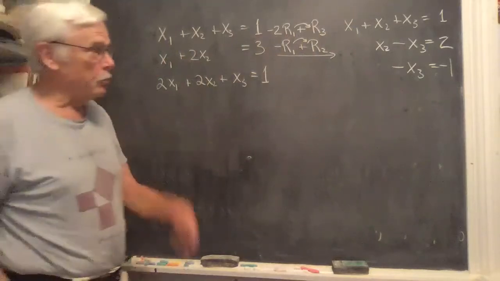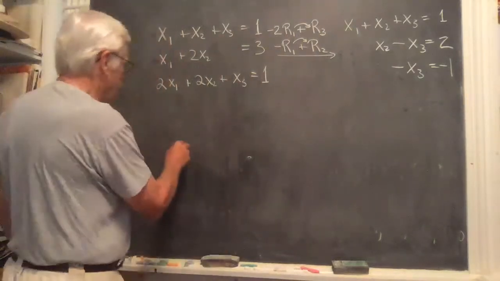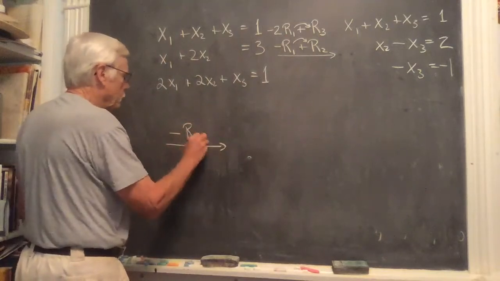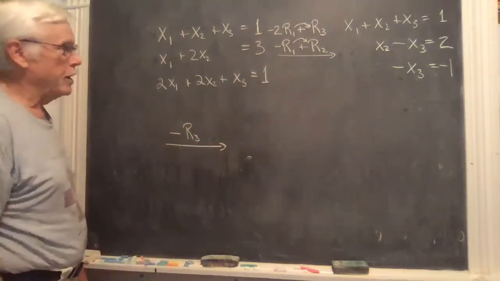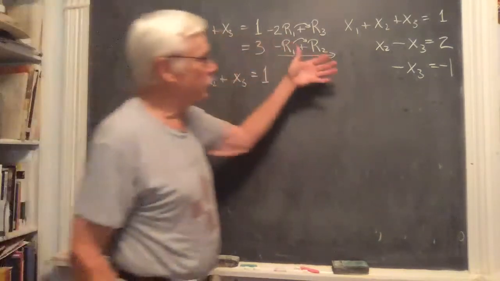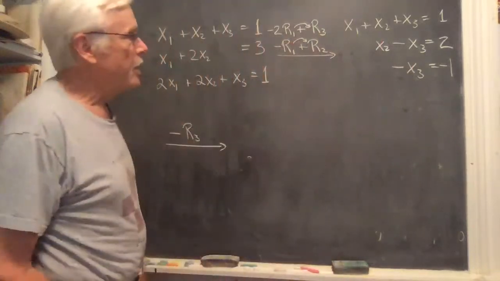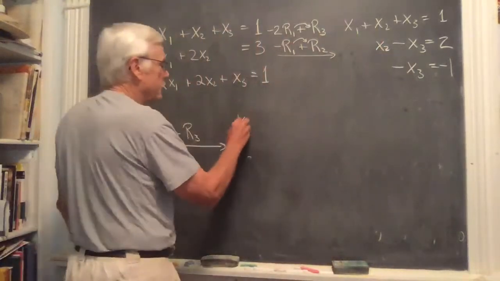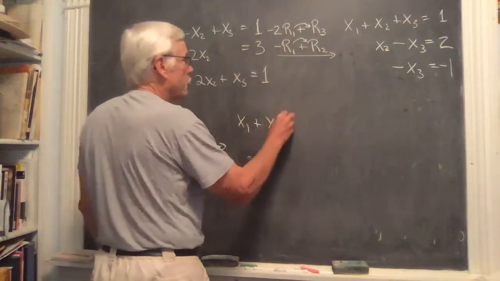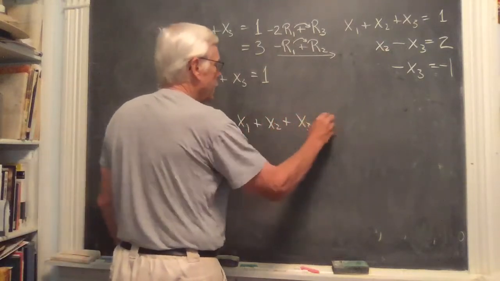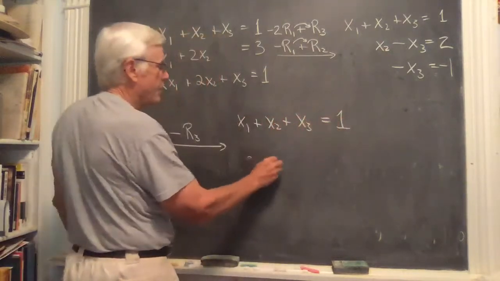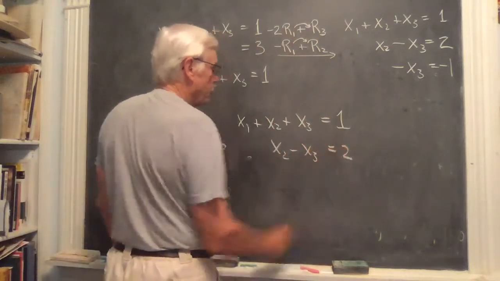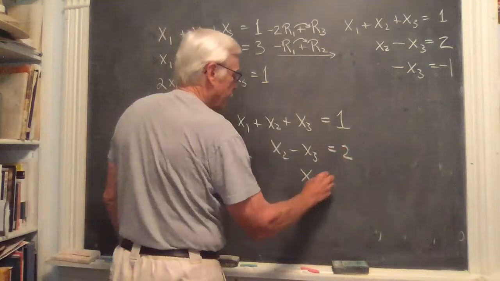This is almost triangular, just one more step. The last step will take minus row 3, meaning you take the equation 3 and multiply through by minus 1. That will be a solution row for x3. And the net result is x1 plus x2 plus x3 equals 1. x2 minus x3 equals 2. And x3 is 1.